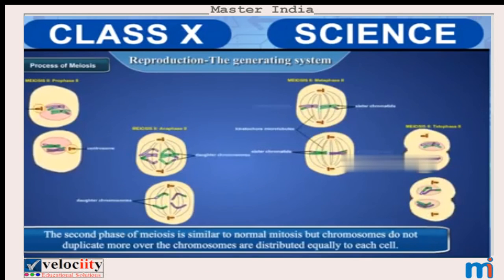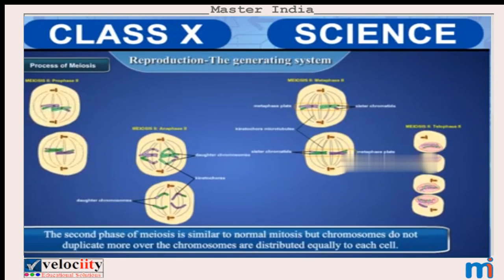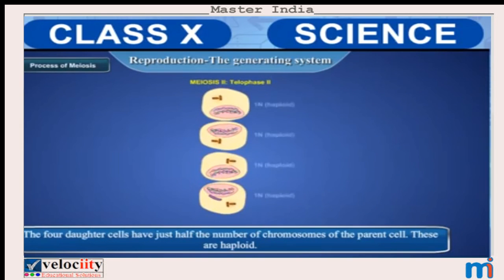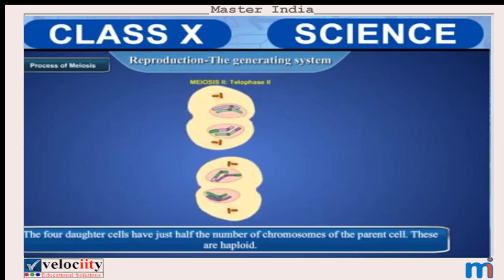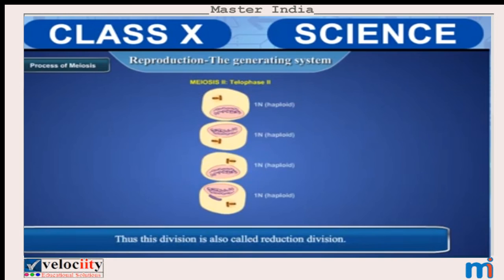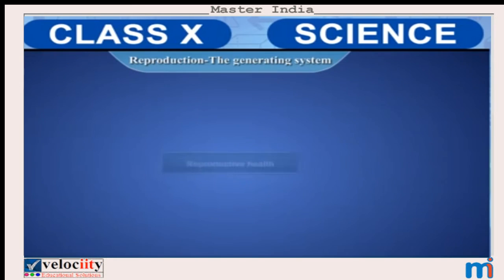The second phase of meiosis is similar to normal mitosis, but chromosomes do not duplicate. Moreover, the chromosomes are distributed equally to each cell. The four daughter cells have just half the number of chromosomes of the parent cell. These are haploids. Thus, this division is also called reduction division.